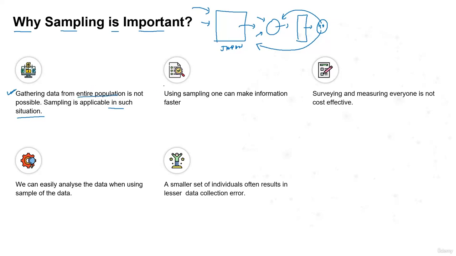Using sampling, one can make information faster. Surveying and measuring everyone is not cost effective. We can easily analyze the data when using the sample of the data.